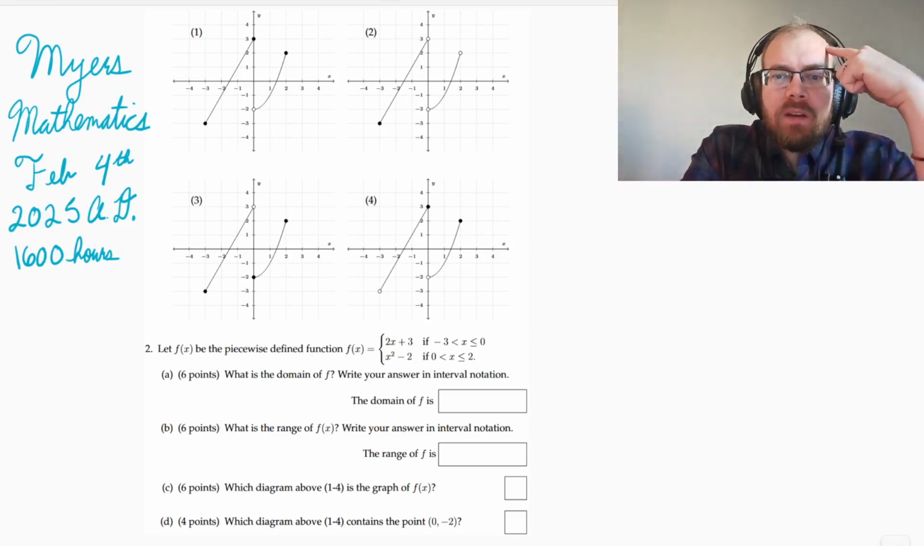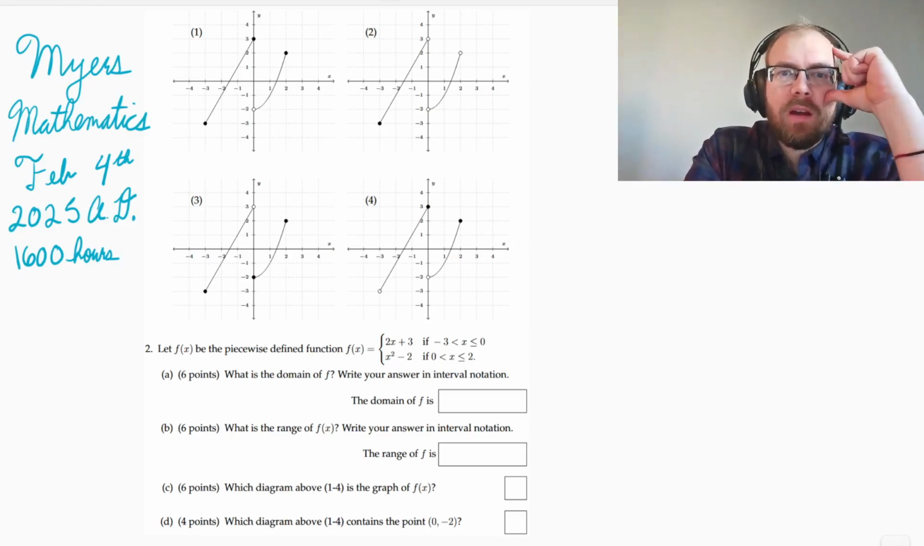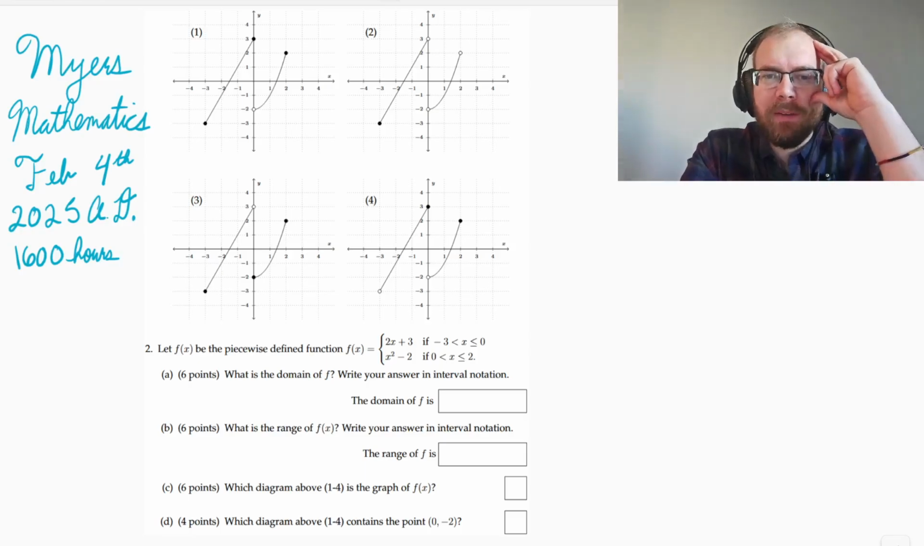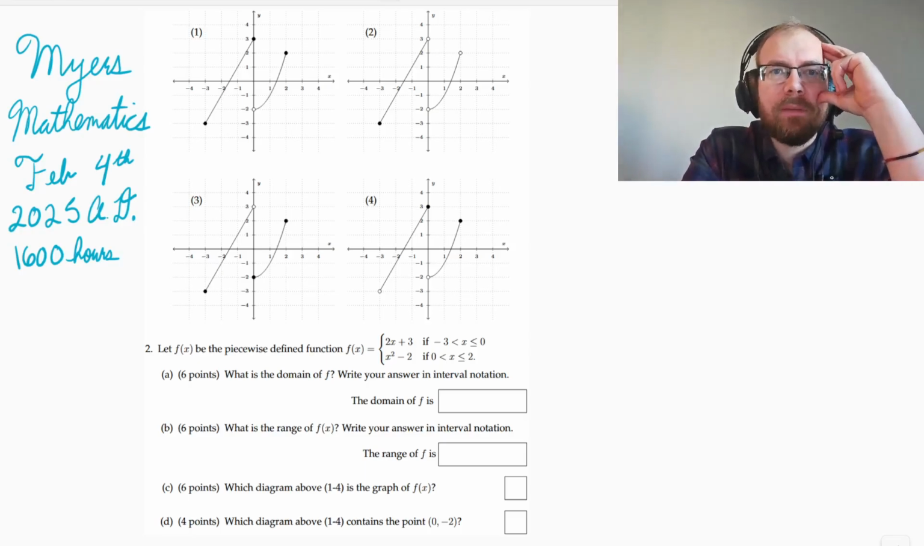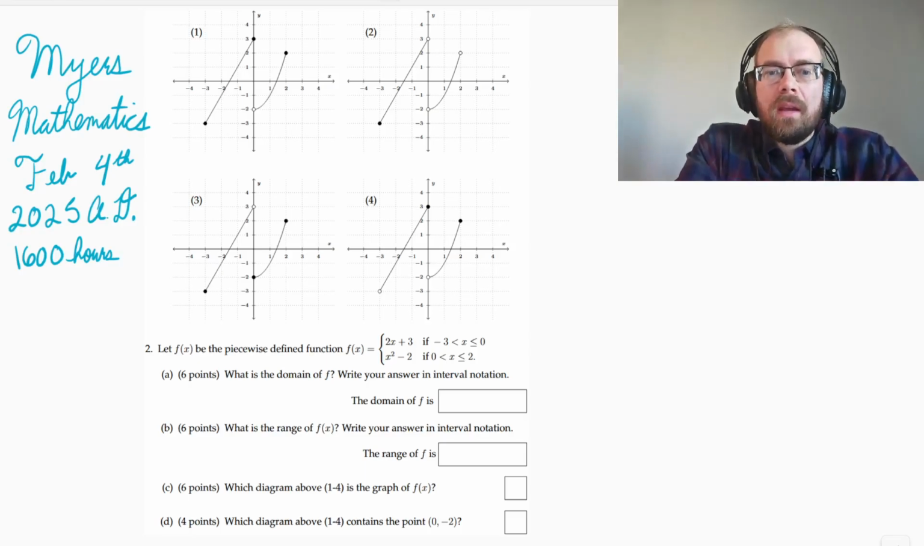This is number 2 on a practice exam. It's for a particular student, but anybody who has this practice exam or the class or the teacher or whatever, you can benefit from this too, and I hope you do. So let's see, we're looking at number 2.